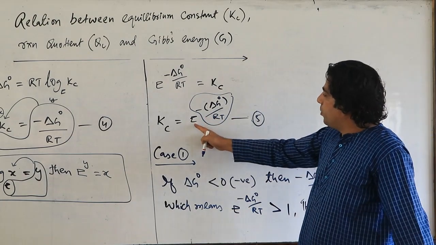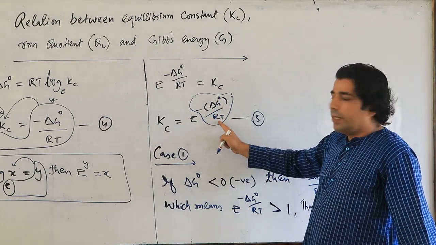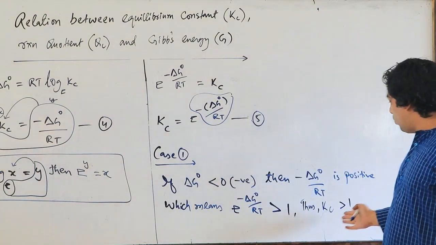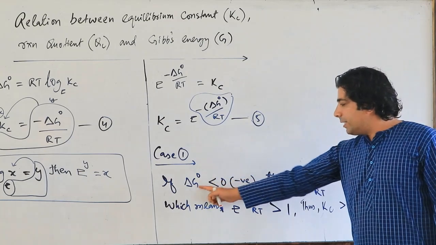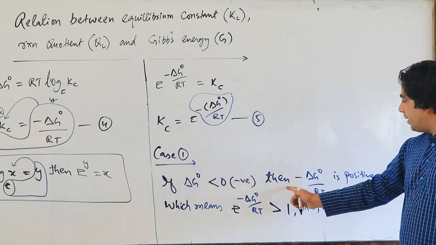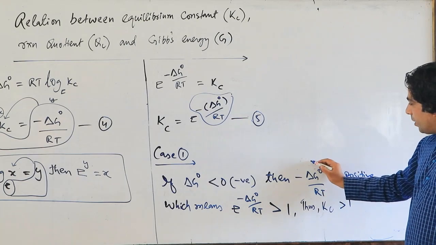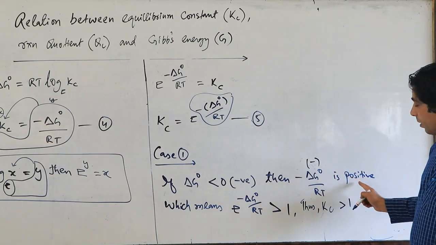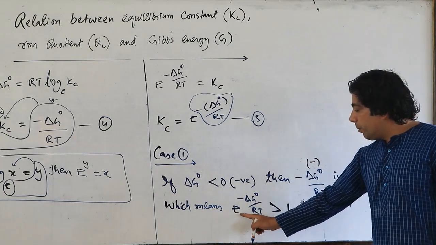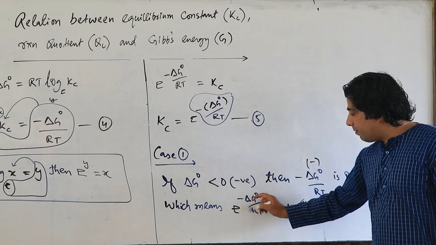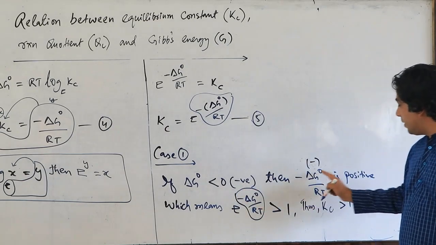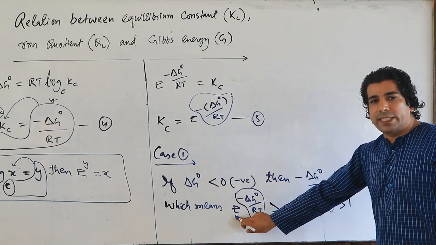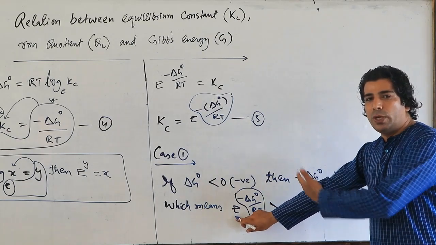When this expression e to the power minus delta G naught by RT is greater than 1, that means Kc is also greater than 1. Okay, so what will happen? Look here, if delta G naught is less than 0, that is negative, then minus delta G naught by RT, I'll put this minus value for delta G naught by RT, minus into minus is plus, so it will become positive. Which means e to the power minus delta G naught by RT, this entire value, I have already told you, is basically positive. So when this entire value is positive, e has a value of 2.7, and 2.7 having a positive power will be greater than 1.